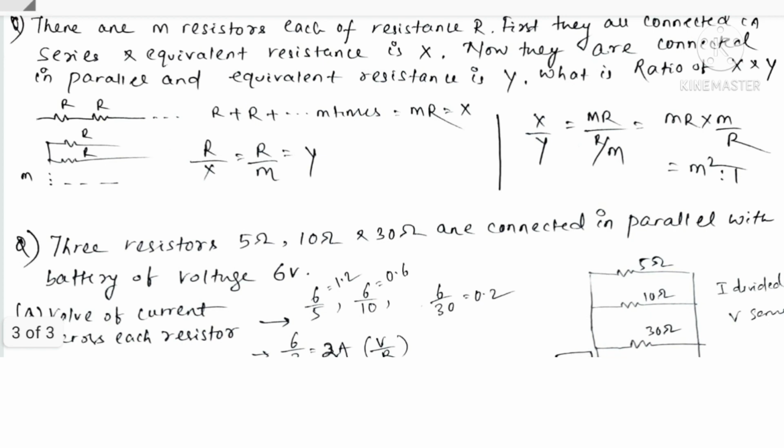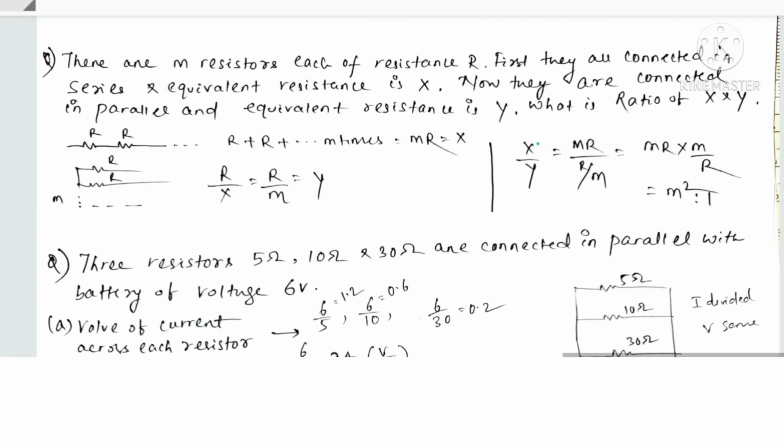Then there are M resistors, each of resistance R. First they are connected in series. Equivalent resistance is X. Okay, if M resistors each of value R are connected in series, then equivalent will be R plus R plus R, M times. So there is MR, and that is given as X. Now they are connected in parallel. Let us connect the same M resistors of value R in parallel. So equivalent will be value by number, value is R divided by number is M. So that has been given as Y.